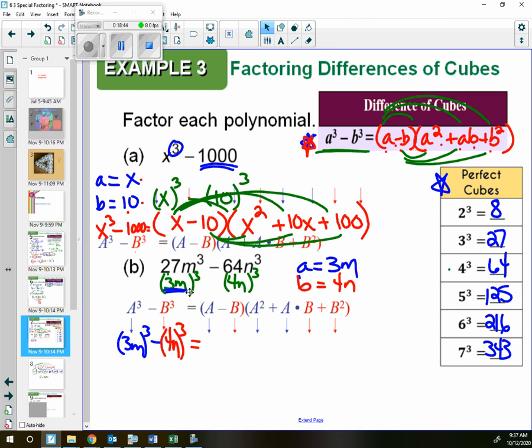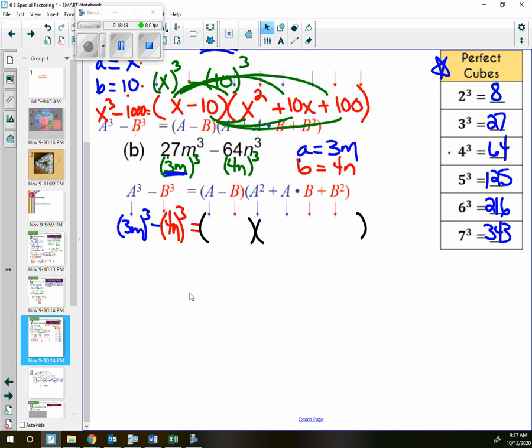And here's our format. So we have a binomial always times a trinomial. So we take our a value, which is the 3m, minus our b value, which is the 4n. So it's just a minus b. And then we have, in the first part here, a squared. So that's going to be 3m squared plus a times b. So 3m times 4n. And then plus our b squared, which is the 4n squared.